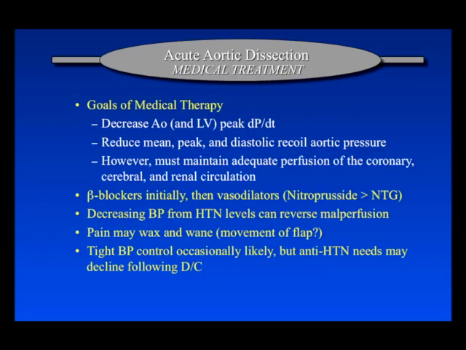The goals of medical therapy are to decrease aortic and left ventricular peak dPdt and reduce aortic pressure. However, we must maintain adequate perfusion of the coronary, cerebral, and renal circulation. Beta blockers are started initially, then vasodilators. We usually use afterload reducing agents as opposed to venous vasodilators. Decreasing blood pressure from hypertensive levels can oftentimes reverse malperfusion. Pain may wax and wane, potentially due to movement of the flap. Tight blood pressure control is the goal initially, but antihypertensive needs may decline following discharge, especially from the hospital.